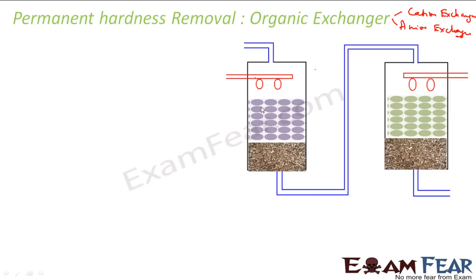Let me write first. This is my cation exchange resin. This is my anion exchange resin. I'll talk about the setup later. So we have cation exchanger and anion exchanger. So what is this cation and anion exchanger?